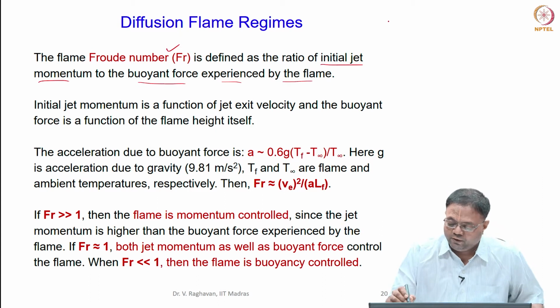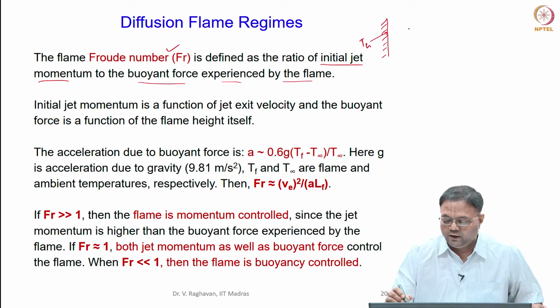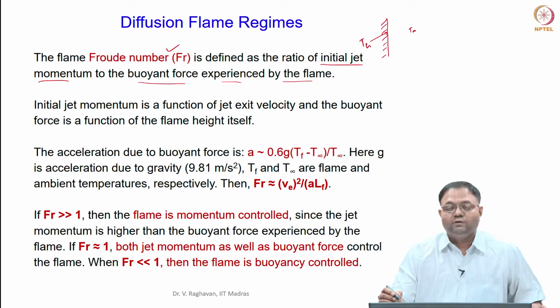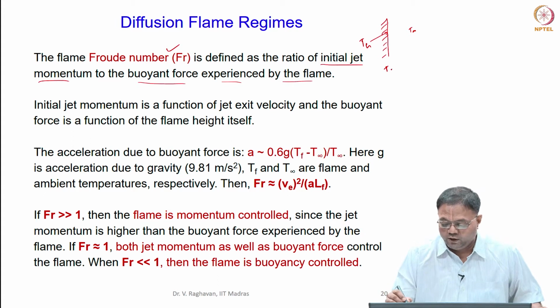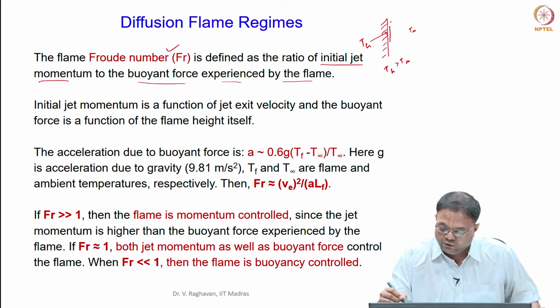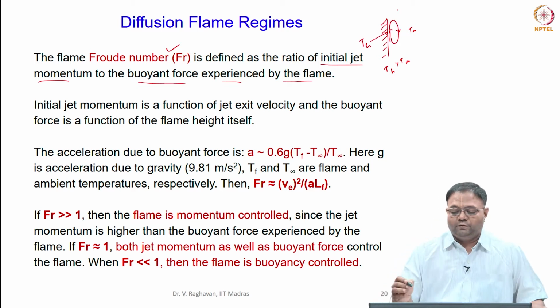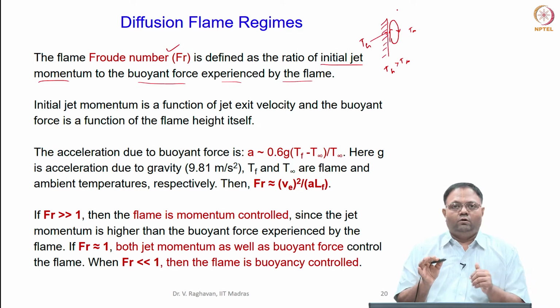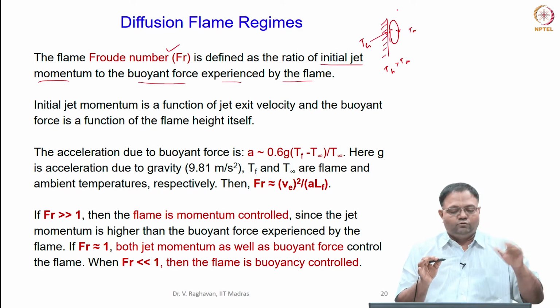See, for example, what is buoyant force? If you take, say, a hot wall at temperature TH, and the ambient is at T infinity, which is colder, so TH is greater than T infinity, then there will be a natural convective flow generated adjacent to the wall. Very close to the wall, you will see a natural convective flow.